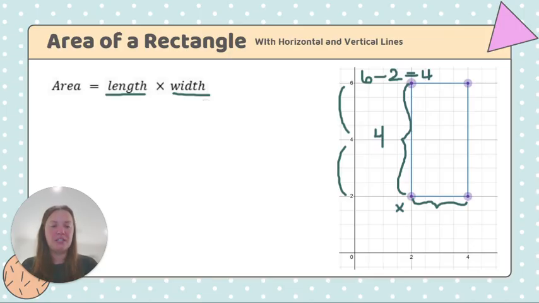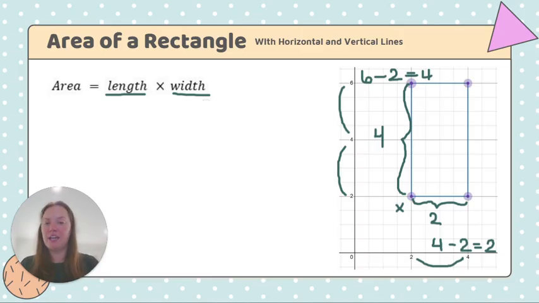Now for the width, once again, we can skip count. So we're starting at 2 here, and we're ending at 4. And we can skip count by saying 2, right? We're jumping by 2. Or we can take our ending point, 4, and subtract it from our starting point, 2. 4 minus 2 is 2. Okay, so we have our length and we have our width.